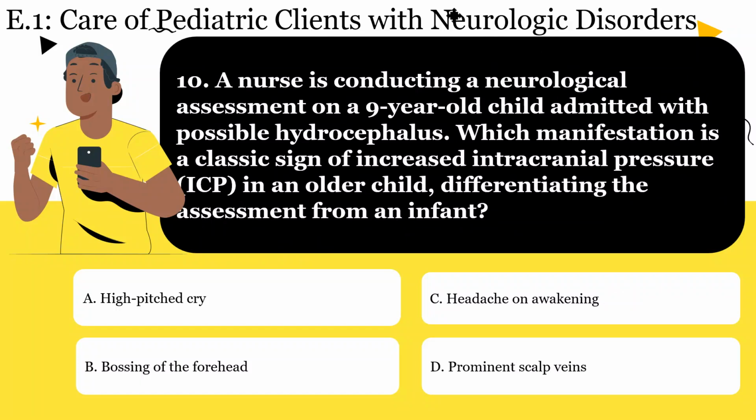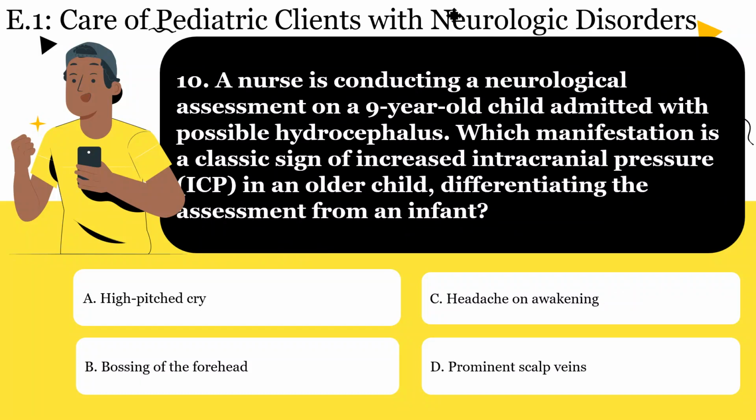Number 10. A nurse is conducting a neurological assessment on a 9-year-old child admitted with possible hydrocephalus. Which manifestation is a classic sign of increased intracranial pressure in an older child, differentiating the assessment from an infant? A. A high pitched cry. B. Bossing of the forehead. C. Headache on awakening. Or D. Prominent scalp veins.